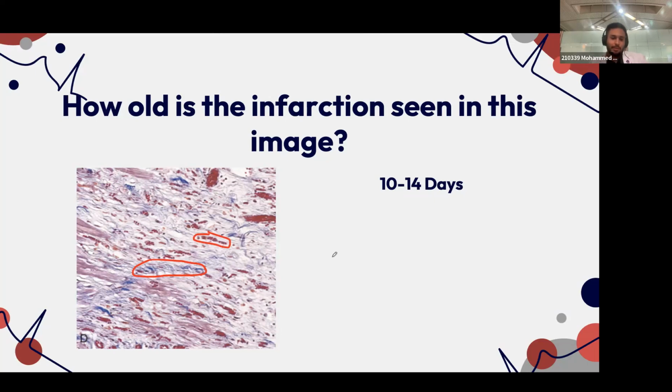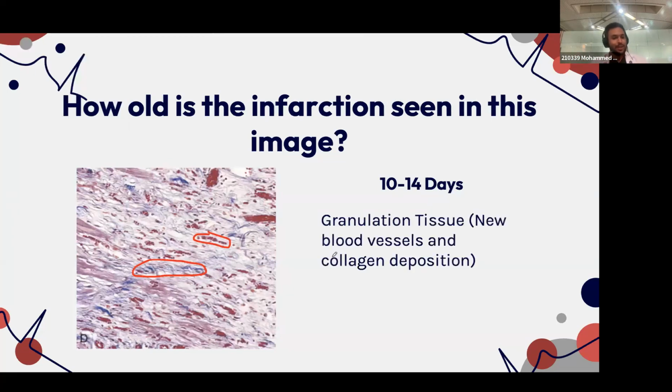Granulation tissue. Let's join them together. The red is newly formed blood vessels. You're correct, it is capillaries and collagen. Combine them together, it's granulation tissue. So granulation tissue is a mixture of two things: you have newly formed blood vessels and collagen deposition. This happens because you need to restore blood flow and whatnot. It's going to try to adapt now.